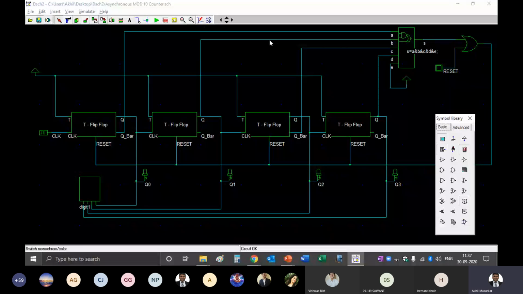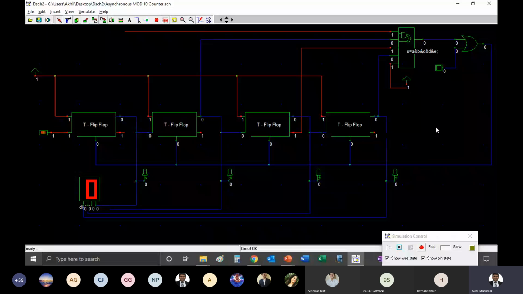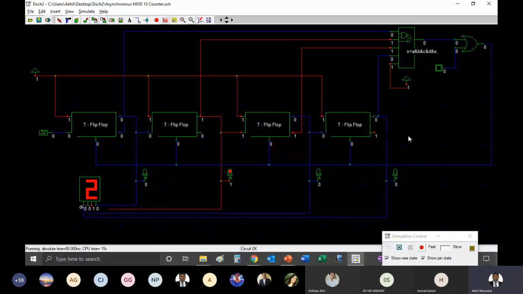So in case you want to see the pins and their states, you can see the values at each and every pin, how the pin values are changing.